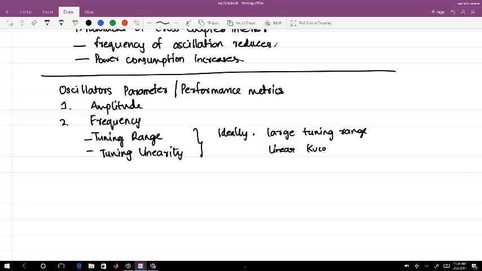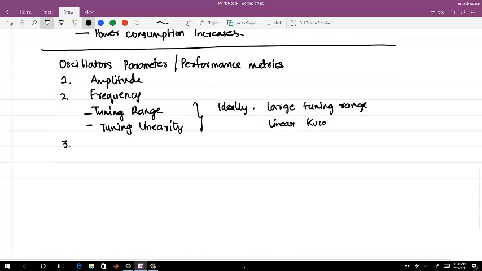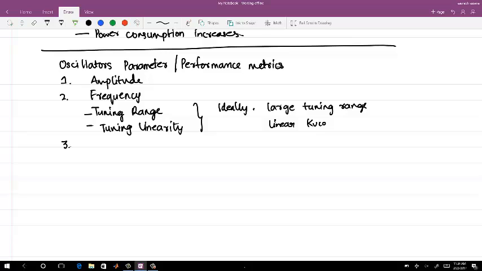Okay. The third parameter which is important in VCOs is your power supply rejection ratio.